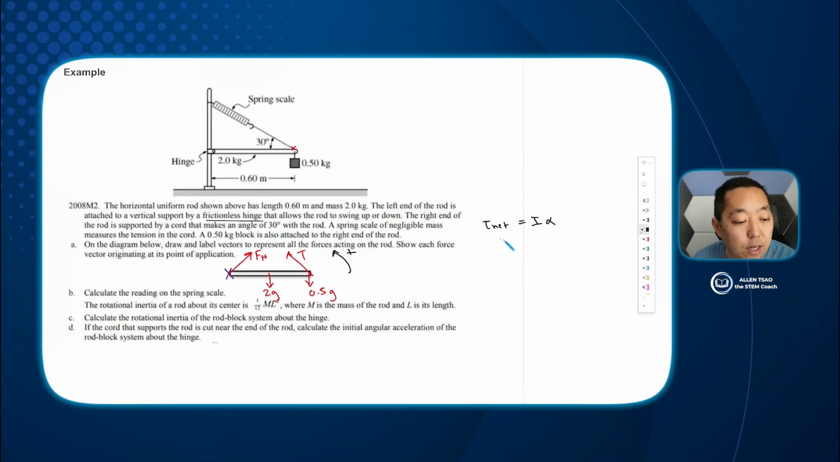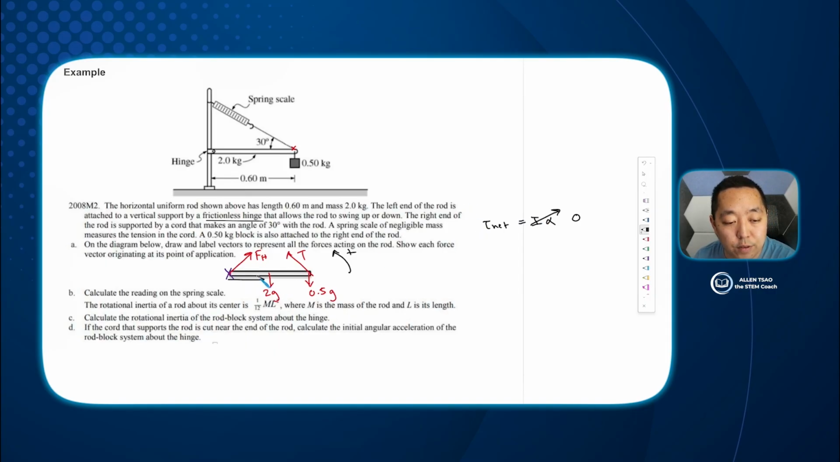Now in this case, the rotational inertia around the center is 1/2 ml squared, where m is the rod and L is the length. In this case, I don't need the rotational inertia because we know the angular acceleration is going to be 0. So we don't need this part yet, but for part C and D, when the angular acceleration is non-zero, I may need to know this, because if this part's 0, it doesn't matter what the I is. Okay, so the hinge force doesn't exert a torque.